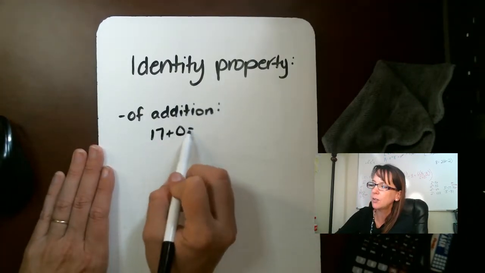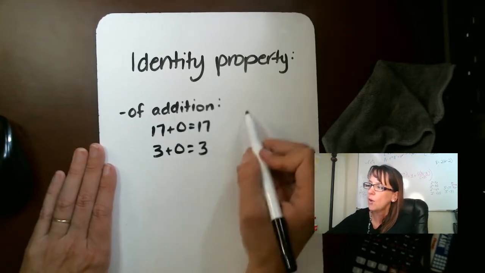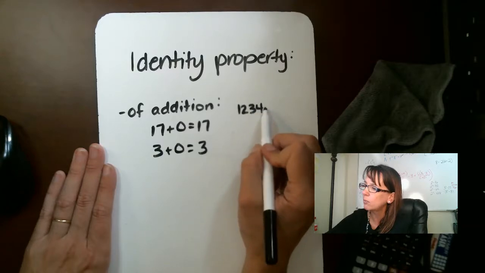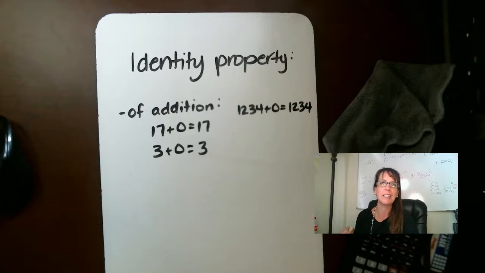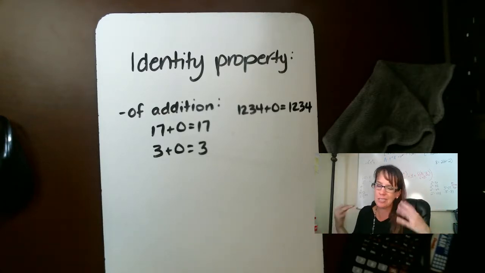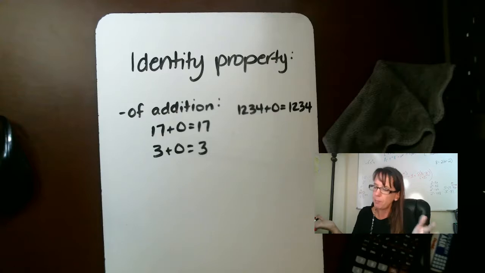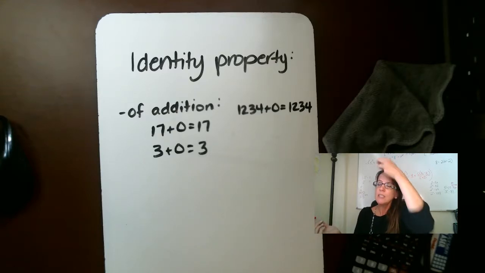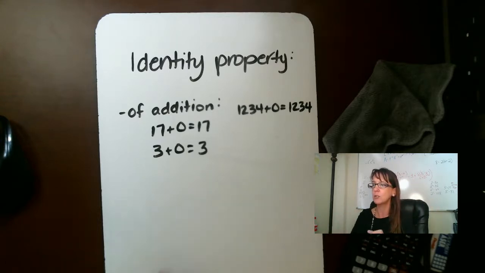17 plus 0 equals 17. 3 plus 0 equals 3. 1, 2, 3, 4 plus 0 equals 1, 2, 3, 4. I think you're catching on to this one, right? The identity property says we're allowed to add 0 to anything. It's going to be the same thing, right? We can just slap a 0 on the outside. This seems really dumb to say out loud because it's like, well, duh, that totally makes sense, right? But the reason that's popular is because when we get into some algebra, we often have to use 0 as a placeholder for some of those things. So it's really good to know that.